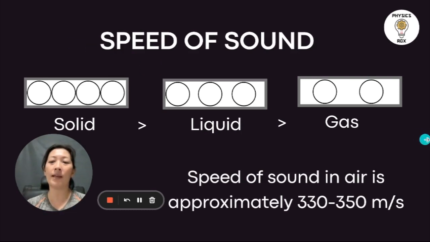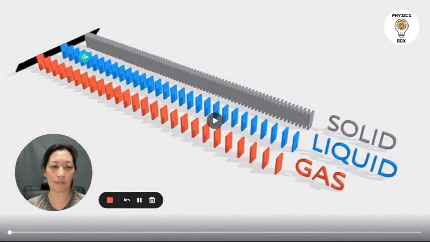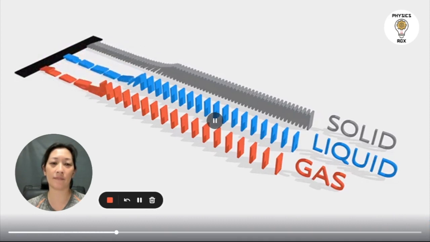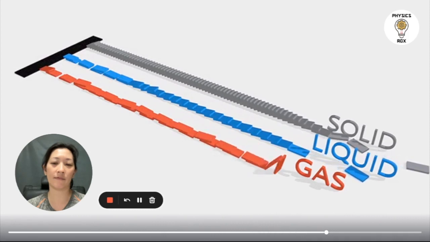Here's a video to help illustrate the transfer of sound waves through solids, liquids, and gases. This is an excellent animation. In this animation they use dominoes to show how the sound wave can transfer quickly through the particles of solids compared to liquids and gases. So let's watch that. Okay, so this shows you very clearly how come sound can travel so much faster through solids compared to liquids, and slowest in gas.